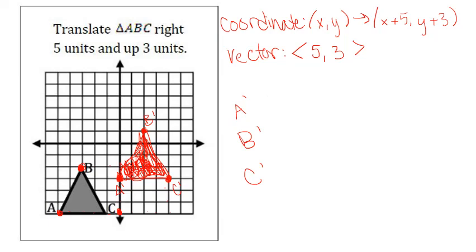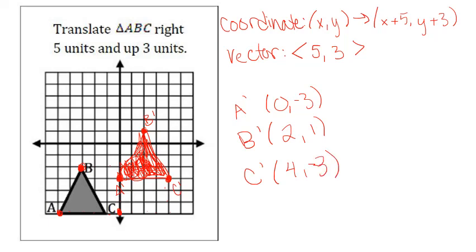So A prime is (0, 1), (2, -3). That's its new location. B prime is (2, 1), and C prime would be (4, -3).